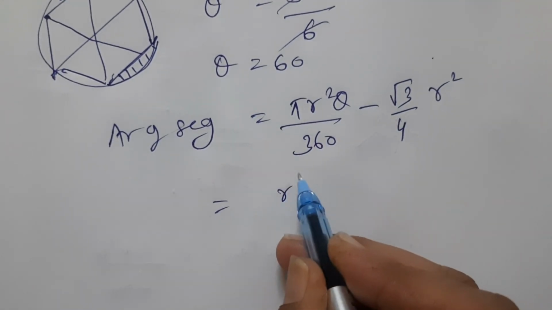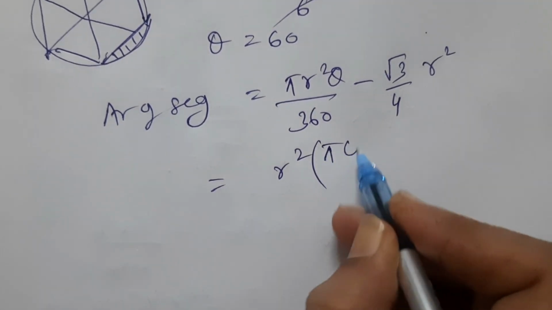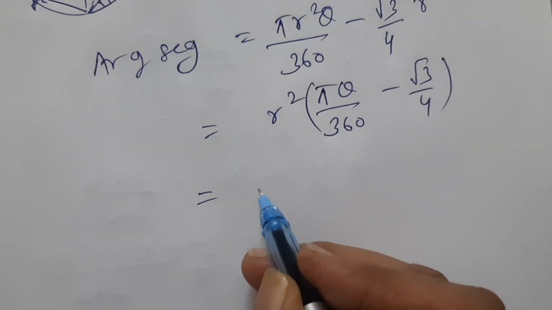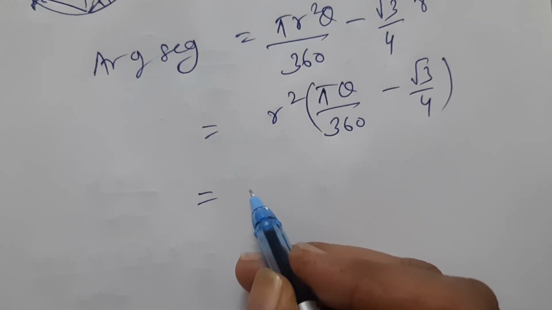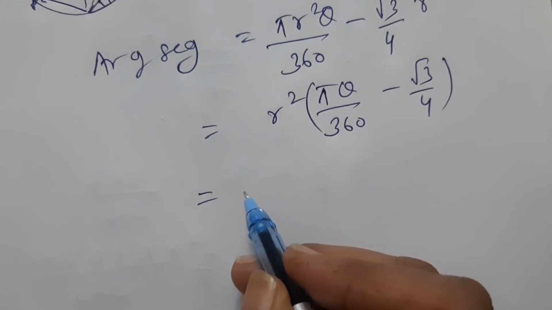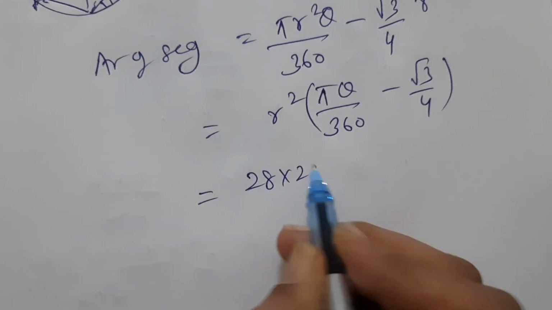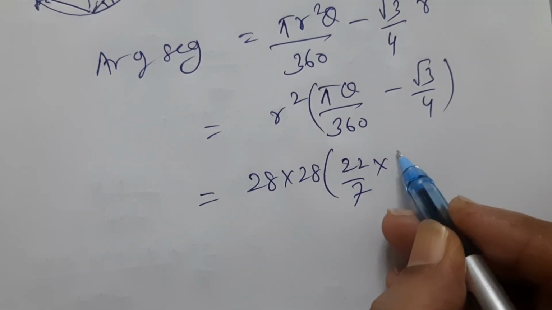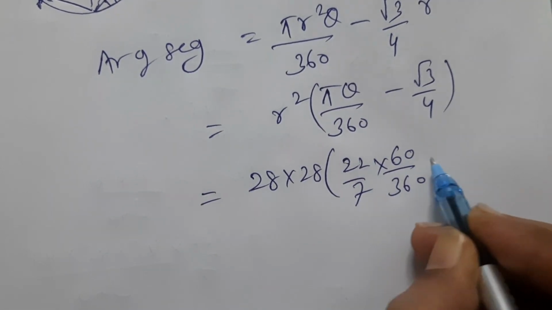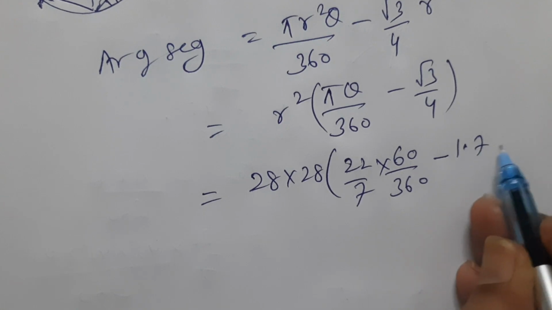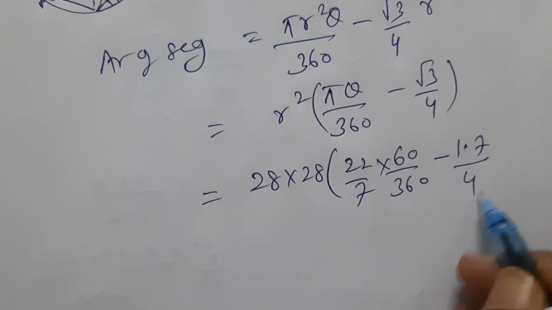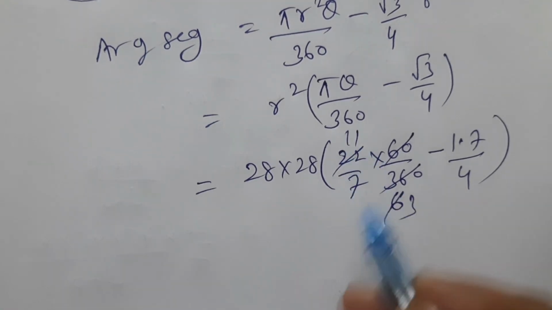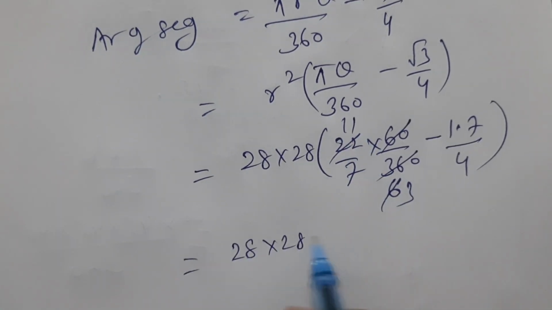For this type of questions I told you r square can be taken common, pi theta upon 360 minus root 3 by 4. So your radius is given, radius is 28. So 28 multiplied by 28. Pi is 22 by 7. Theta 60 upon 360. Root 3 value is given 1.7. Root 3 is not given, so we need to put 1.7. Whole divided by 4. 6 6s are, 2 3s are 11. So here we are having 28 into 28.